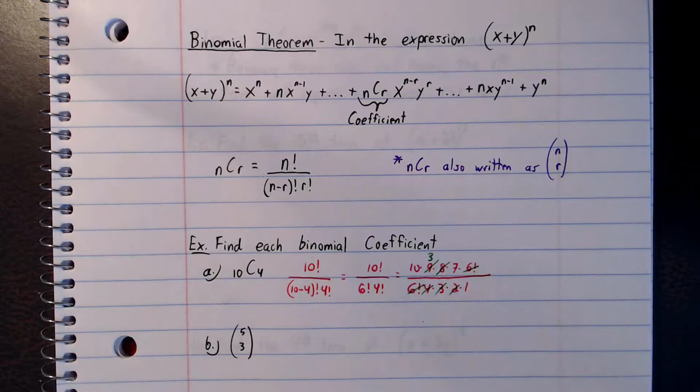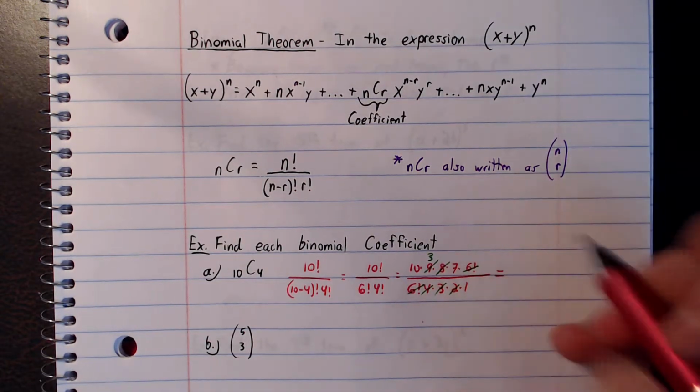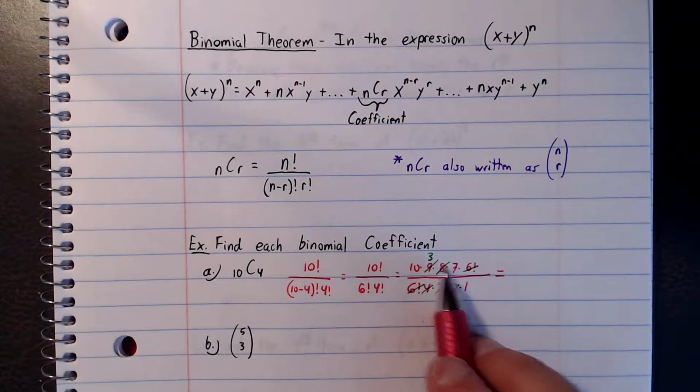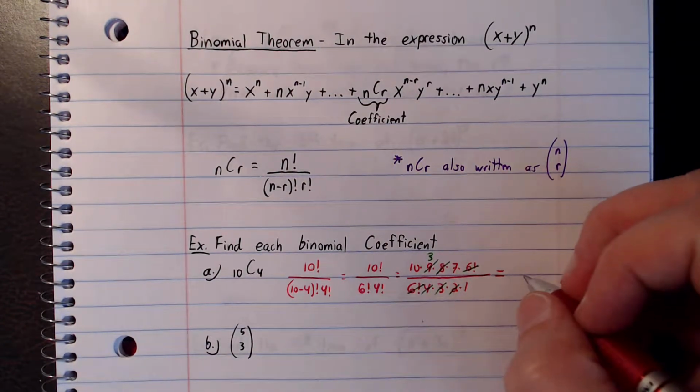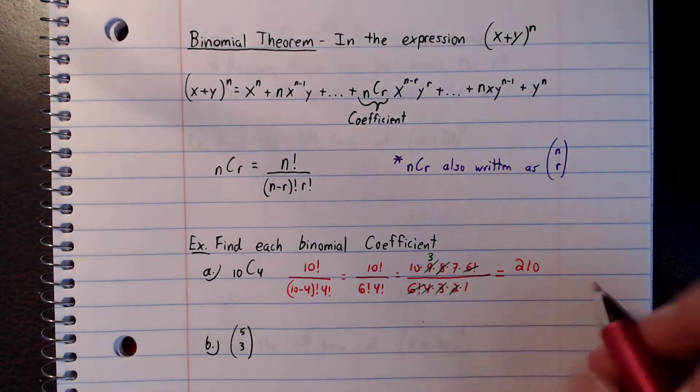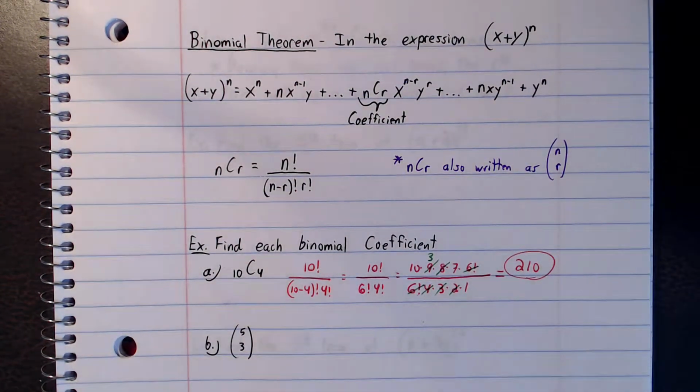So what do we have left? We've got 10 times 3, which is 30, times 7, which is 210. On bottom, we're left with just 1. So that's our solution.